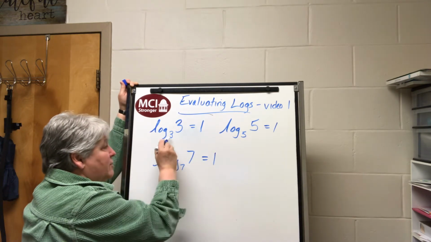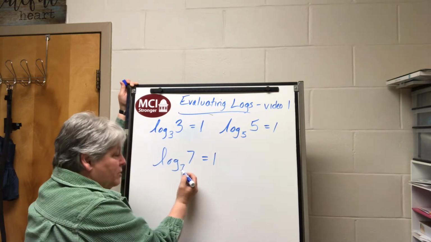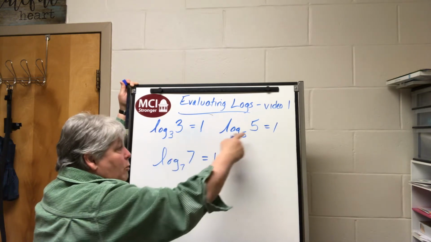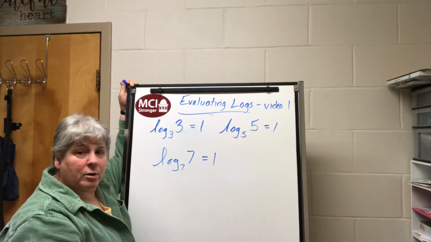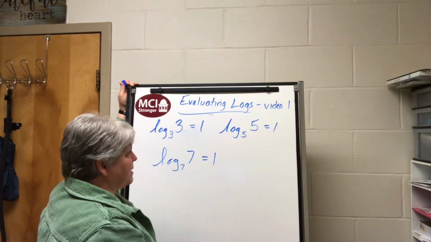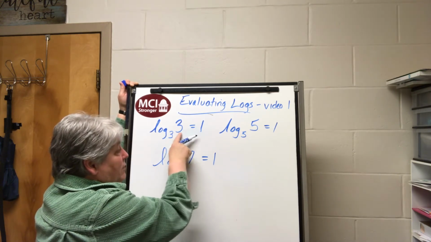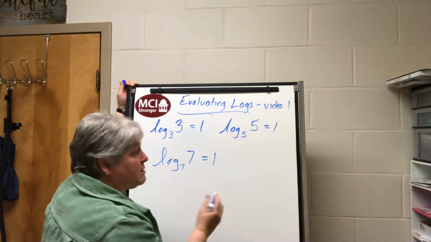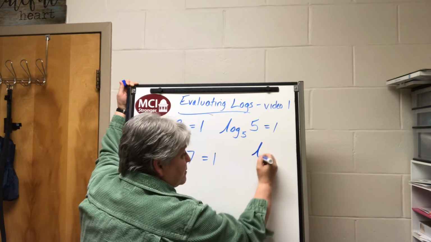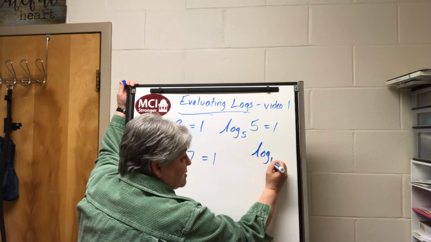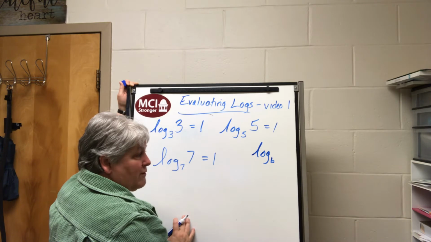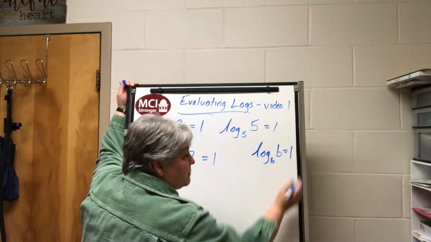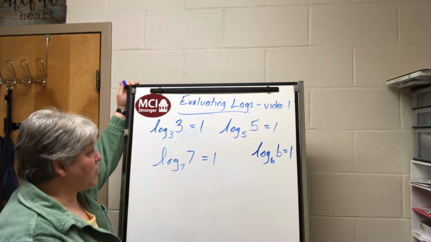Notice too, by the way, that the base is always written below the word log, and the argument is always written level with the word log. Make sure you have them stay that way. But I think we've discovered a property that when these match, this is always going to be a 1. So as we discover properties, you can say the log to any base whatsoever of itself equals 1. So we just learned a particular property of logs.